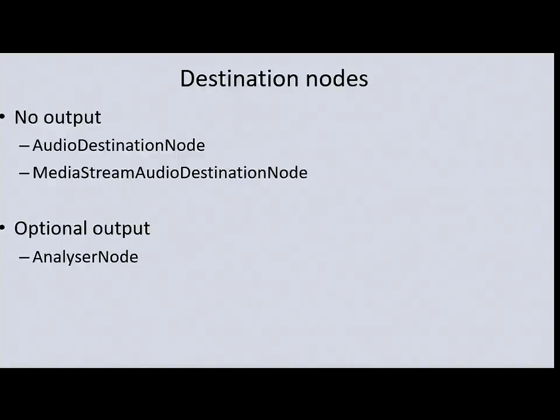The destinations, as I've mentioned, you can specify the standard audio destination. You can specify a media stream that it can go to. And there's also a destination that can produce output after that, which is an analyser node, to present, say, an FFT, a spectrogram of the signal, or just signal level over time. So we can move on to a hello world.